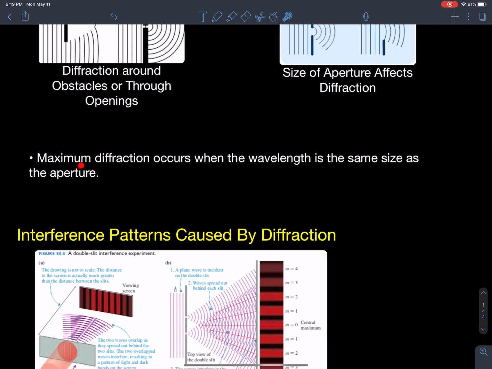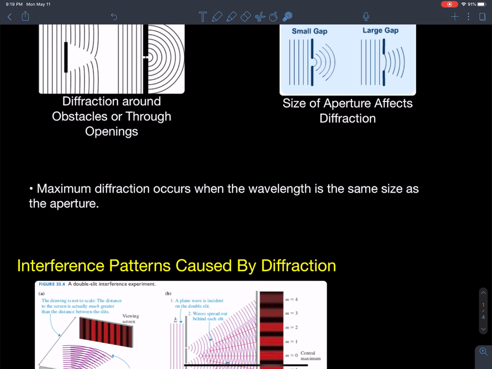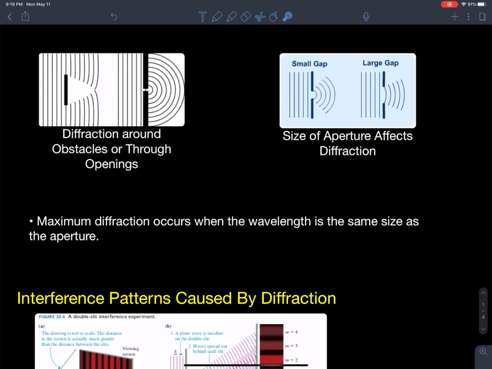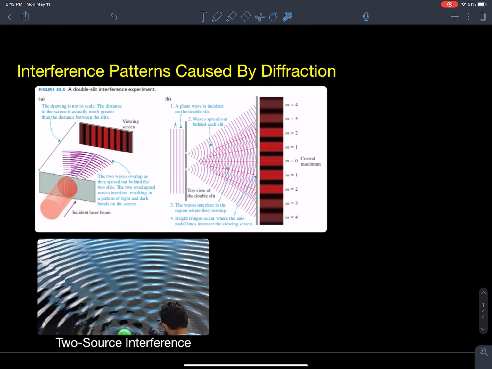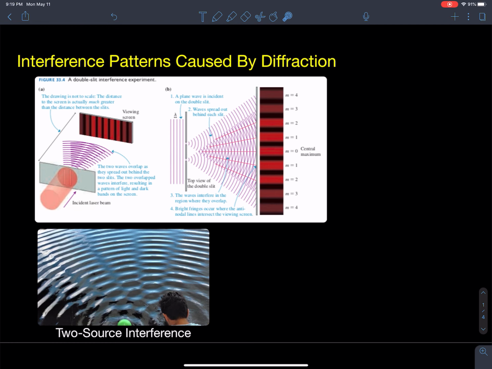And again, maximum diffraction occurs when the wavelength is the same as the aperture. Aperture means opening size. Okay. So another interesting thing that happens when we have diffraction is we get interference patterns. Okay. And that would be when light is going through these holes.